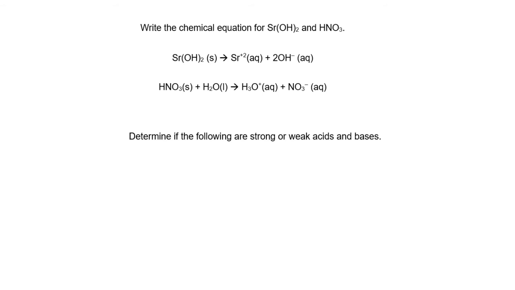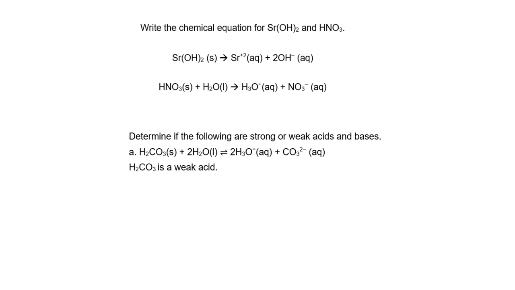Let's do the reverse. So determine if the following are strong or weak acids and bases. So part A gives us carbonic acid, and here is the equation. The thing we really want to focus on here is we have a double arrow or an equilibrium arrow. This means we have a weak acid.